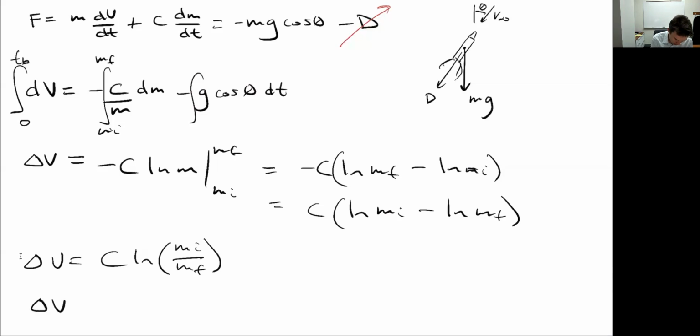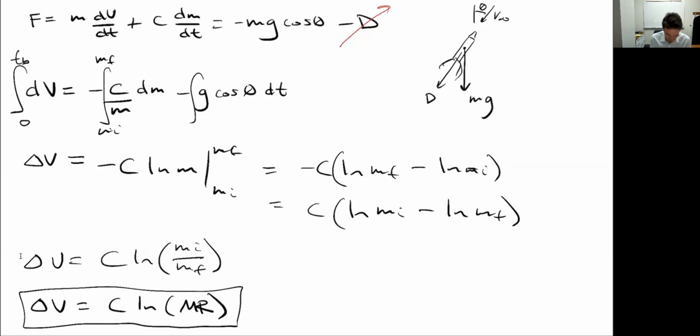So I'm just going to write this in this final form here. Delta v equals c natural log MR, mass ratio. So it's a ratio of my initial mass to my final mass. The final mass is going to be lower, obviously. So this is that rocket equation.